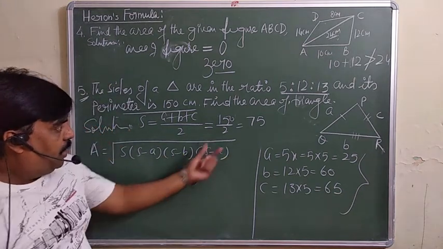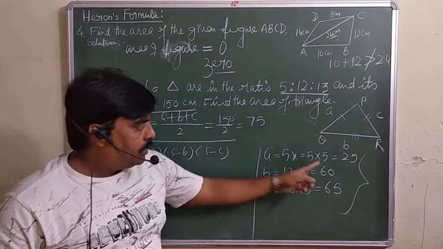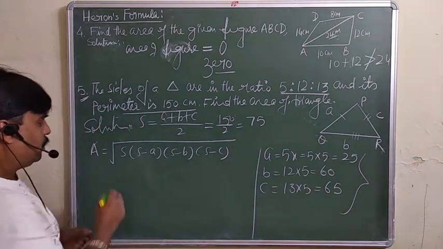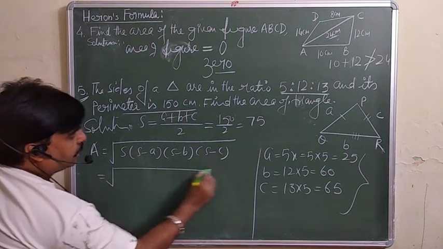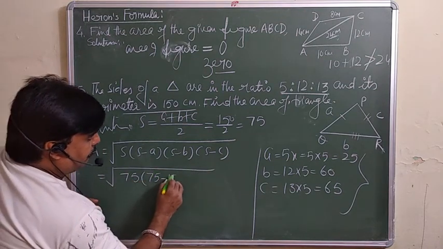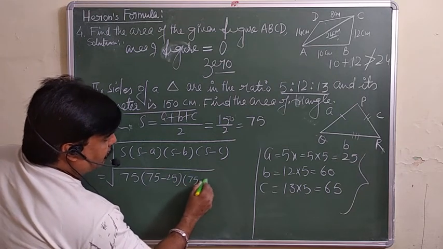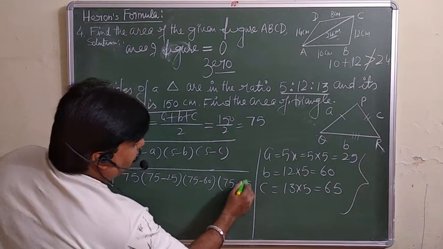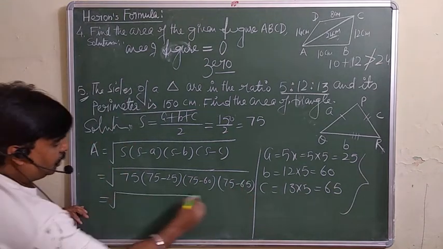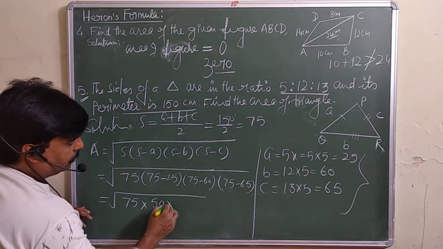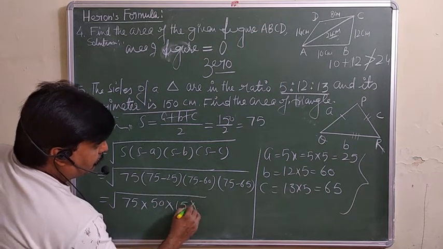Now the area will be equal to under root S, S minus A, S minus B, S minus C. S आपको पता है, you know A, you know B, you know C. Put the values here and calculate. Here is S 75, 75 minus A 25, 75 minus 60 and 75 minus 65. So this is under root 75, 50, this is 15 and 10.